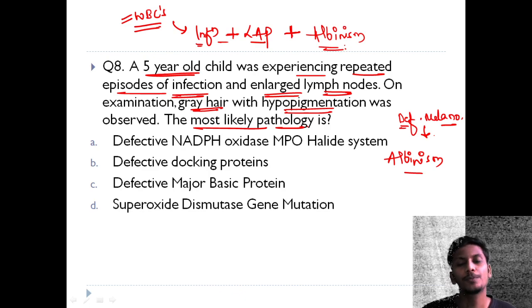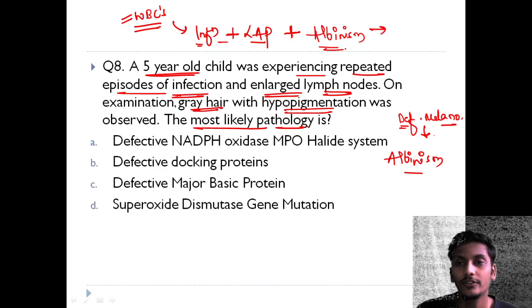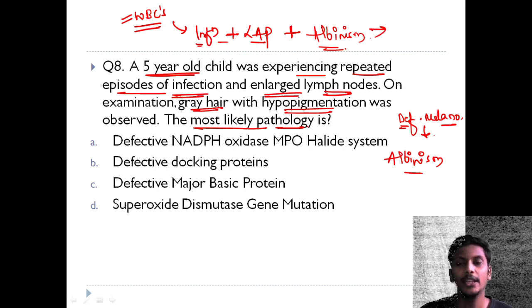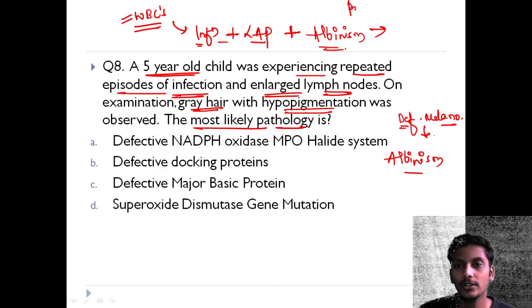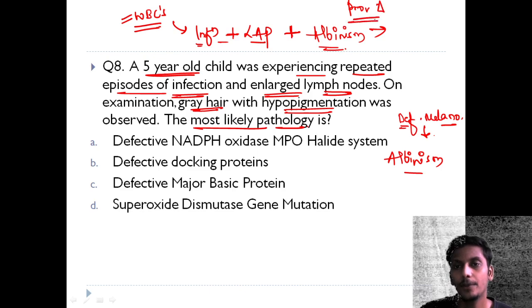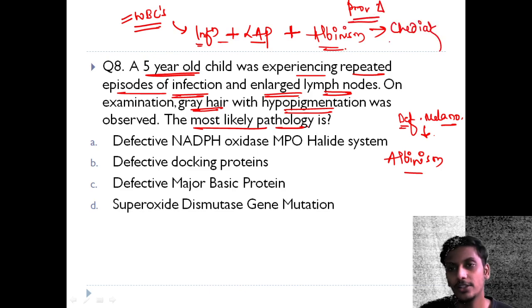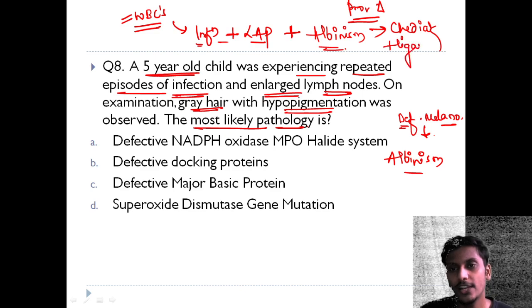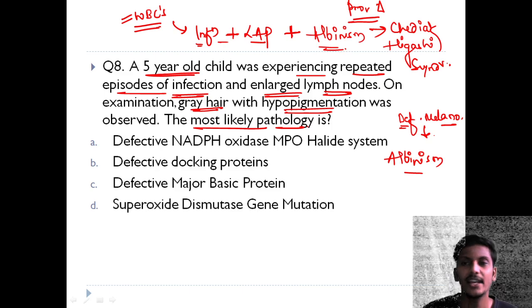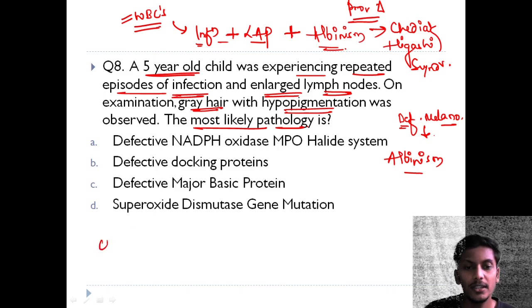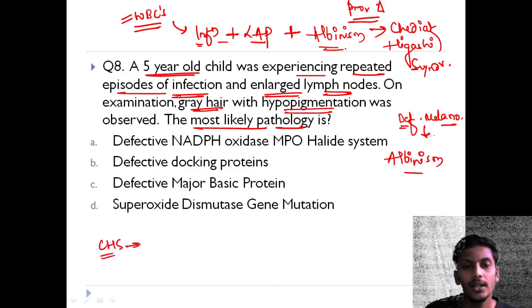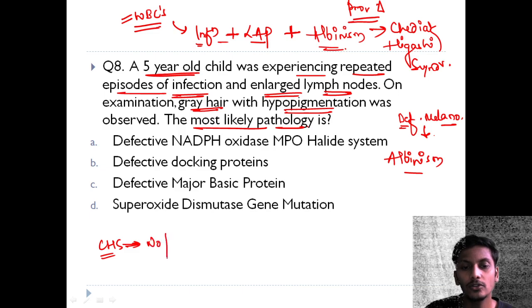So what is the most probable cause of this condition? Can anybody tell me? Please remember, the provisional diagnosis in this condition is a condition known as Chediak-Higashi syndrome. And what happens in Chediak-Higashi syndrome usually? Please remember, in Chediak-Higashi syndrome, there is no phagolysosomal fusion.